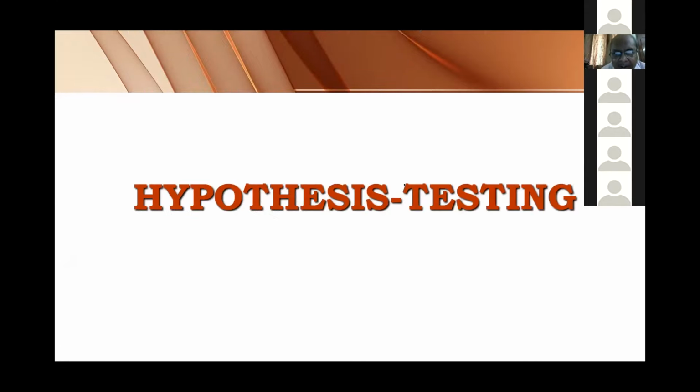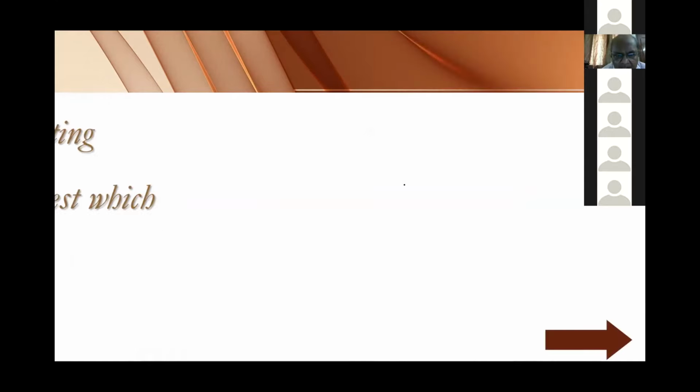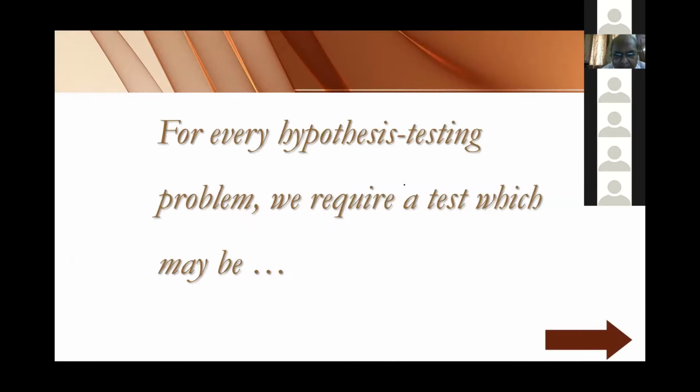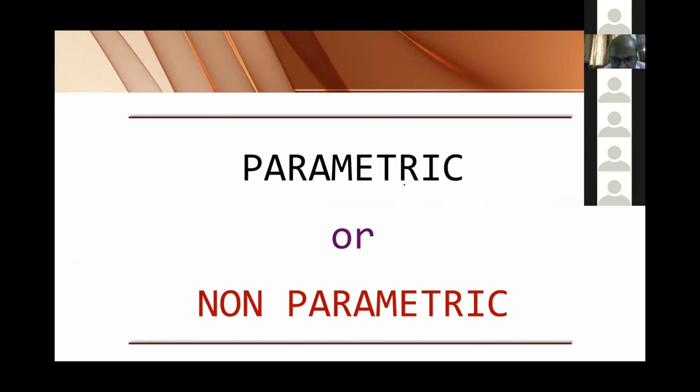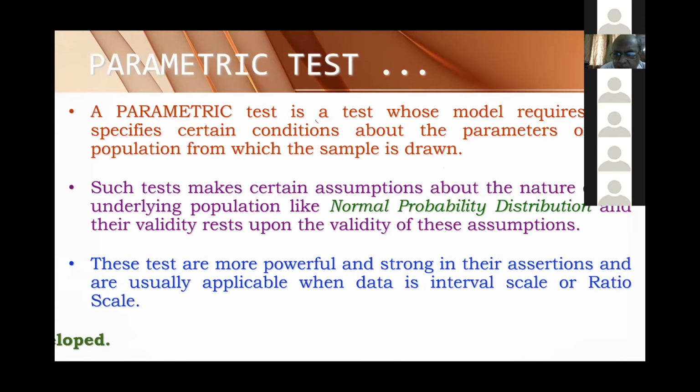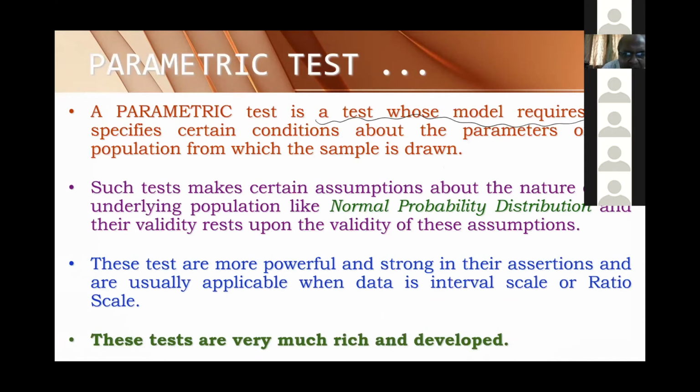So having discussed this, let's move to our main agenda of hypothesis testing. For every hypothesis testing problem, we require a test that may be a parametric test or a non-parametric test. Let's understand what is a parametric test. The parametric test is a test whose model requires and specifies certain conditions about the parameters of the population from which the sample is drawn.